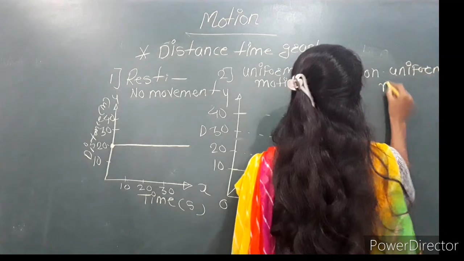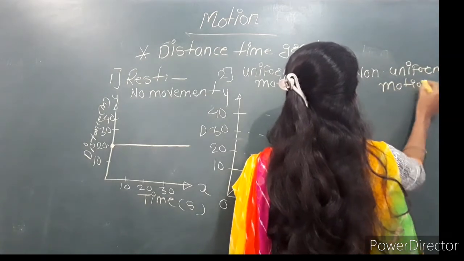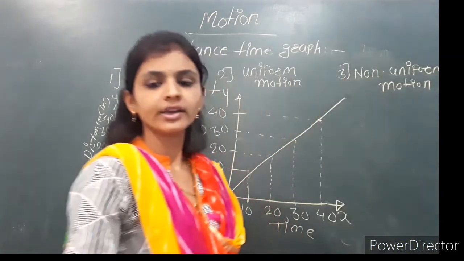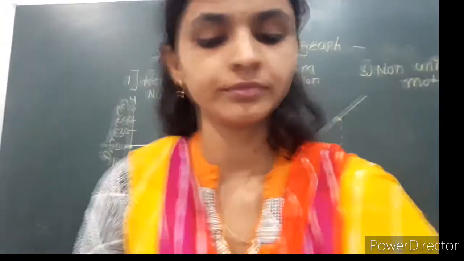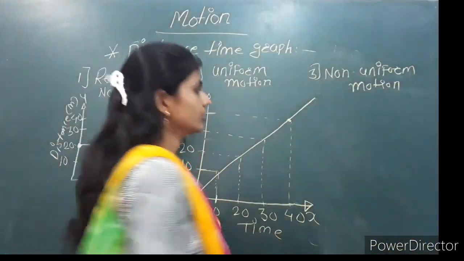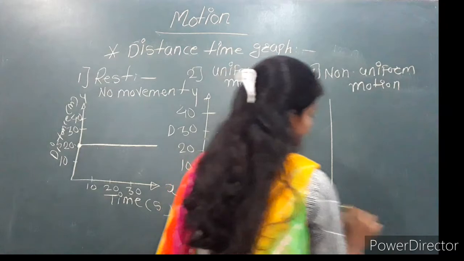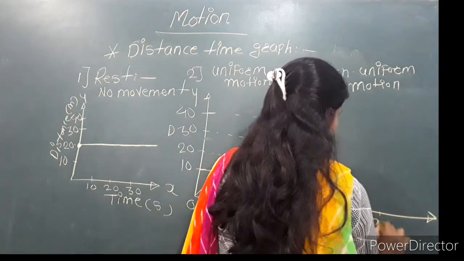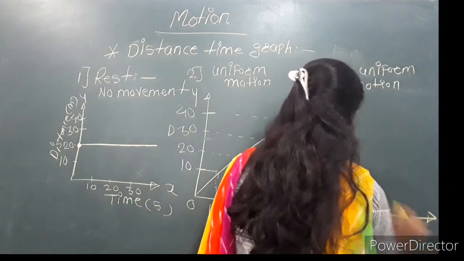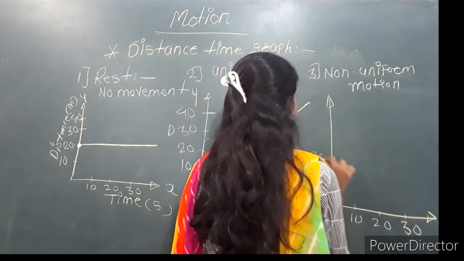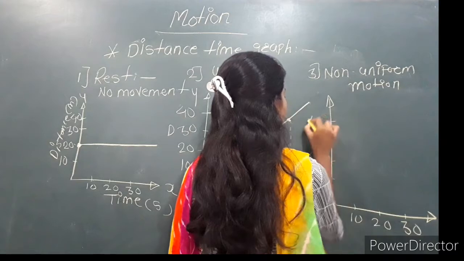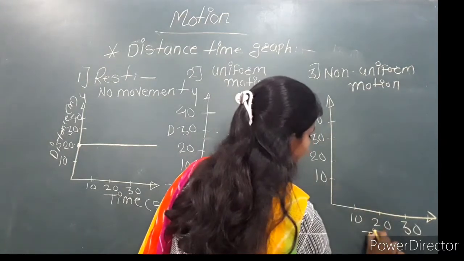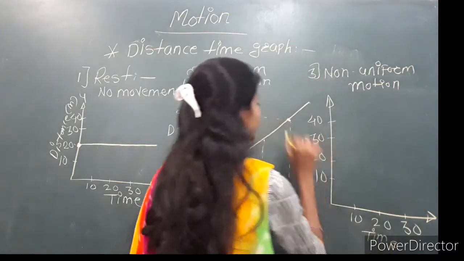Non-uniform motion. So in case of the non-uniform motion, again we have to draw time versus distance. 10, 20, 30, again 10 meter, 20 meter, 30 meter and 40 meter. Here is the time, upside is the distance.